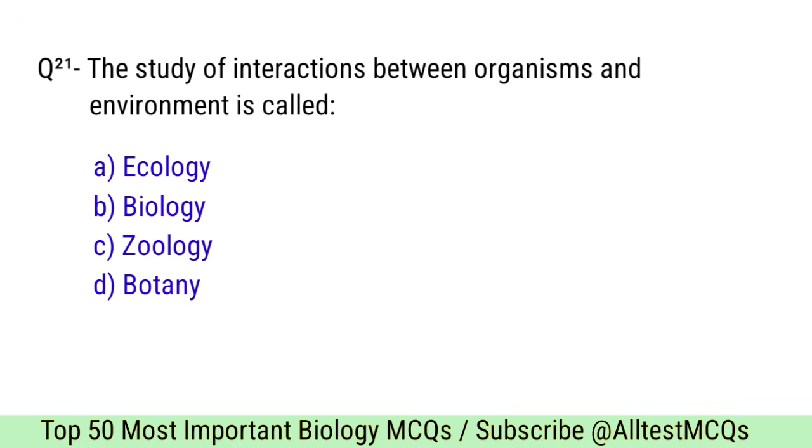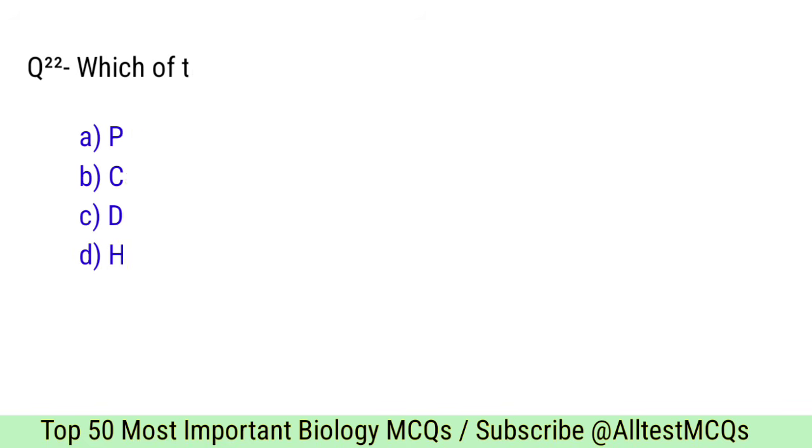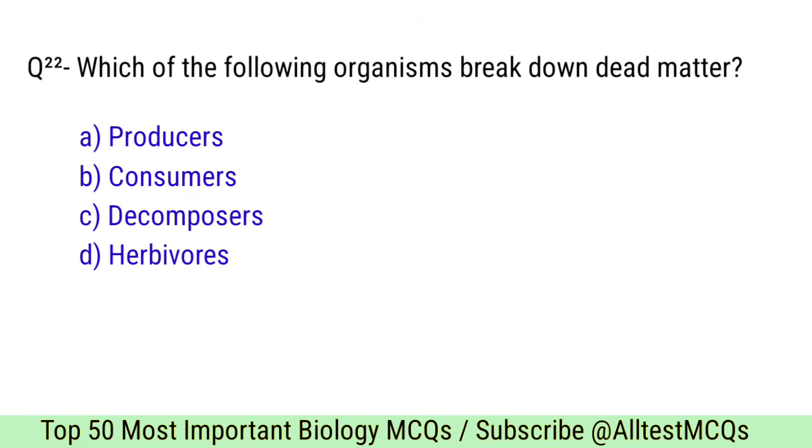Question number 21. The study of interactions between organisms and environment is called? Correct option is A. Ecology. Question number 22. Which of the following organisms break down dead matter? Correct option is C. Decomposers.